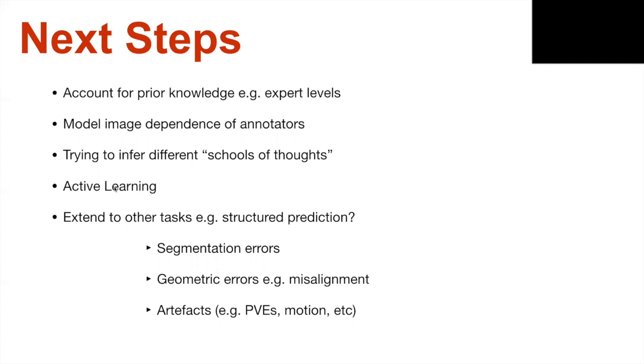So the second next step that I'm most interested in is how to integrate this annotator information into an active learning framework. So there is a clear way to utilize information about annotators to decide who should be labeling what examples and so on.